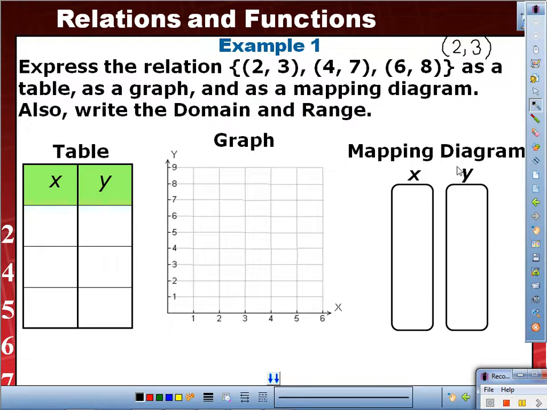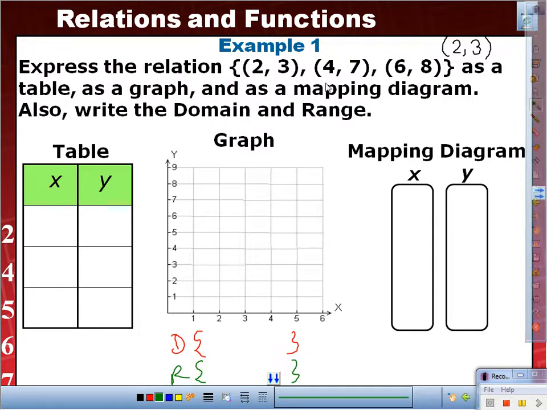All right, let me go over this really quick. It says, example 1, express the relation 2, 3, 4, 7, 6, 8, 2, 3 as a table, as a graph, and as a mapping diagram. Here's my table, here's my graph, and here's my mapping diagram. Also write the domain and range. So, before we get started, we already know how to find the domain, and we already know how to find the range. Is that correct?